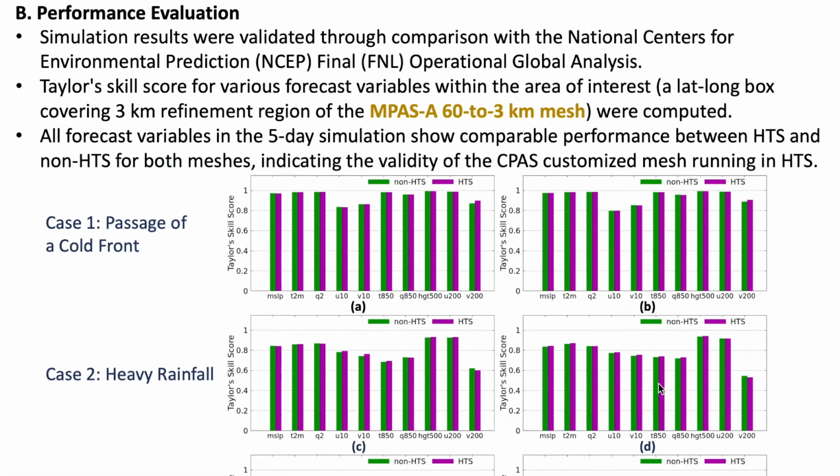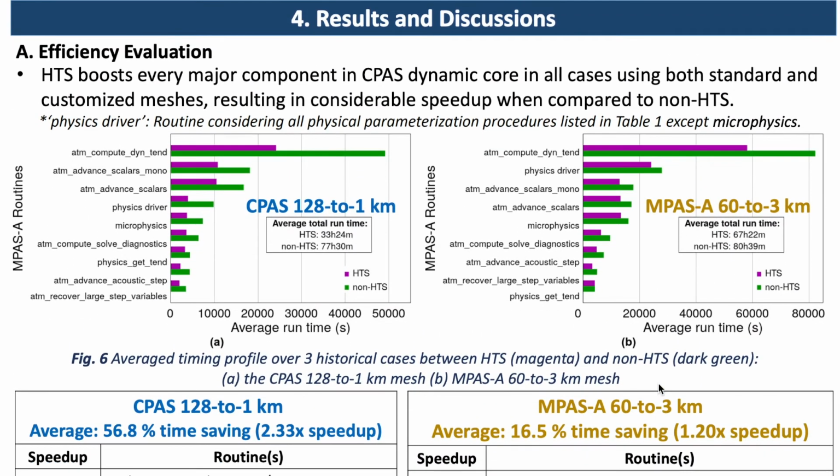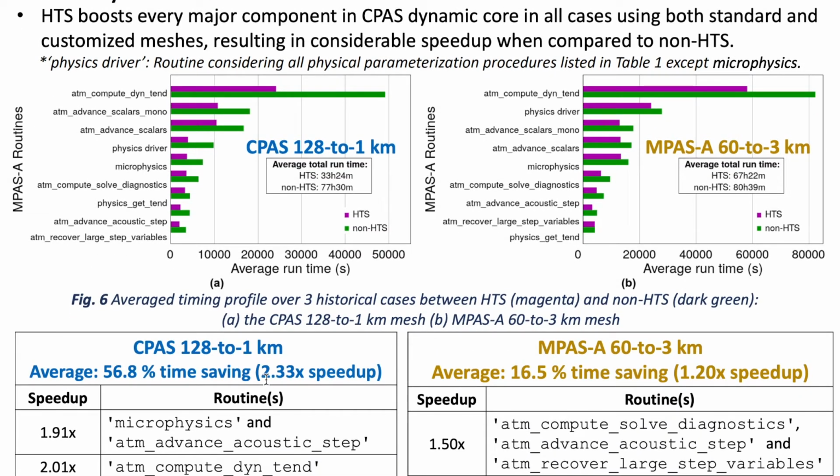And the execution time is shown here. The left chart is the customized mesh with HTS. The bar shows the execution time, the purple bars. And for HTS turned off, the execution time is shown in the green bars. You can see that HTS has a speedup of 2.33 times for this customized mesh. The right chart is on the standard mesh. Also, with HTS, it is a little bit shorter, and without HTS, the green bars are a little bit longer. The speedup is 1.2 times.